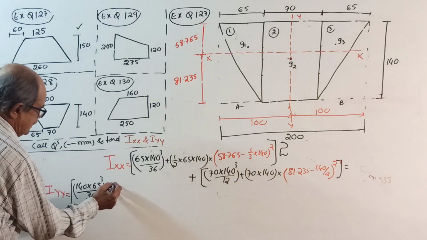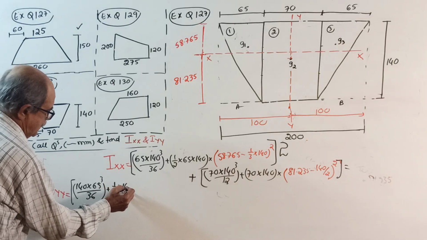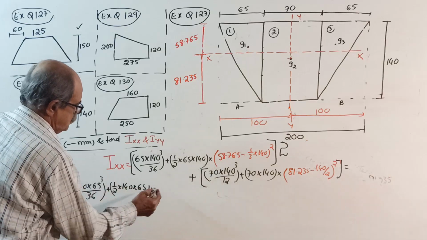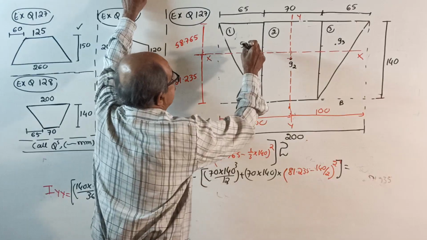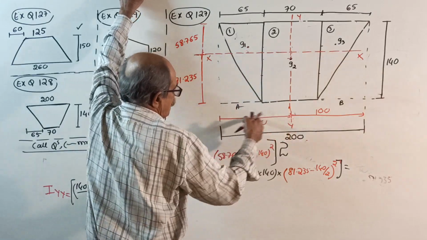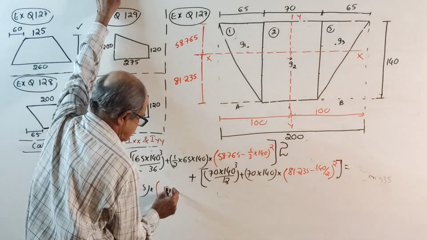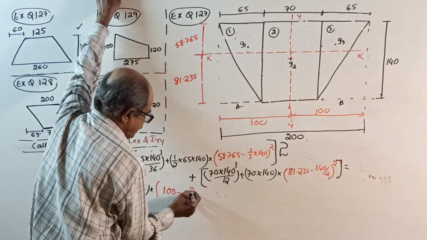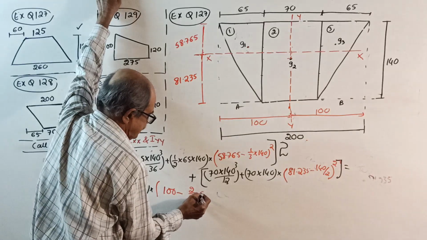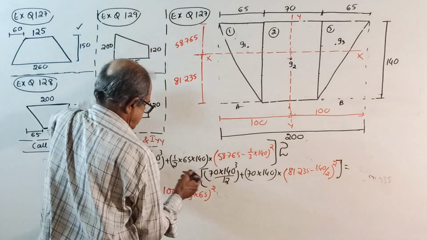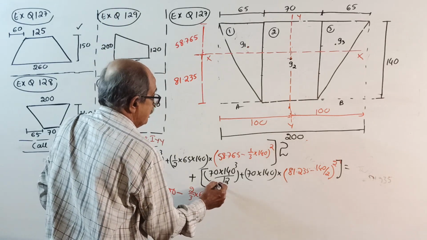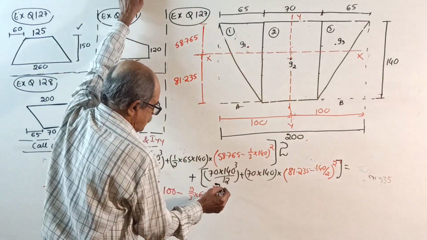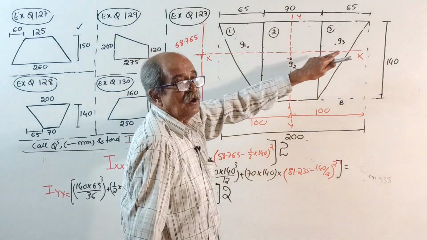36 plus half into 140 into 65 is the area, into this distance square is 100 minus this distance, 2/3 of 65, 2/3 of 65 whole square. Okay. This is for 1, multiply by 2 to take care of that one.